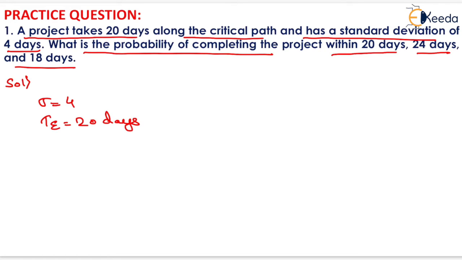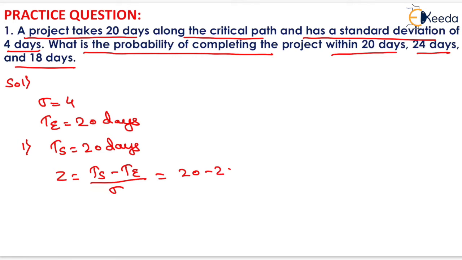Now we will take each and every case one by one. For the first case, the scheduled completion time is given as 20 days. So Z will be equal to Ts minus Te upon sigma. On putting the values, that is 20 minus 20 upon the sigma value, that is 4, it will be equal to 0. Now for a Z value equal to 0, the probability will be equal to 50%, which we computed from the table which we had studied earlier.